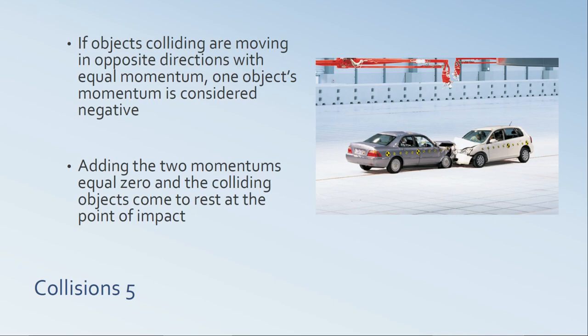Now, what happens if the objects are moving in opposite directions, like a head on collision? Well, if they have equal momentum, then we're going to consider one object's momentum negative, just like last week when we talked about opposing forces on an object. So we can say the gray car has a positive momentum. We'll consider the white car's momentum negative. At the point of collision, we can add those two momentums together and they'll equal zero. And the colliding objects, the cars in this case, come to rest at the point of impact.